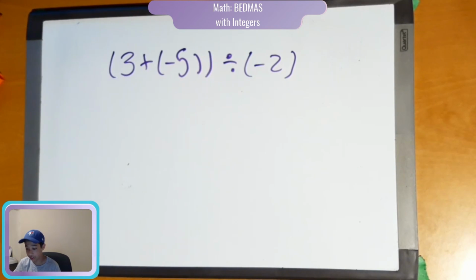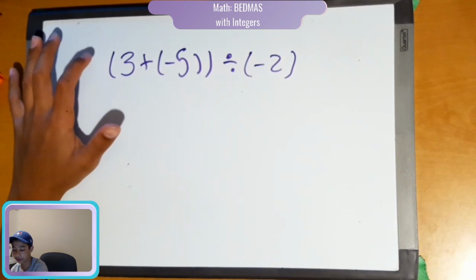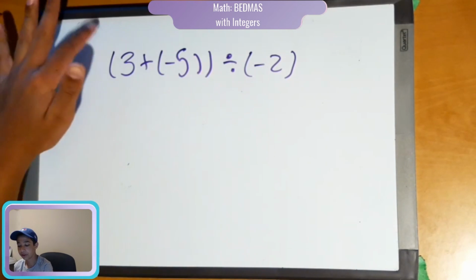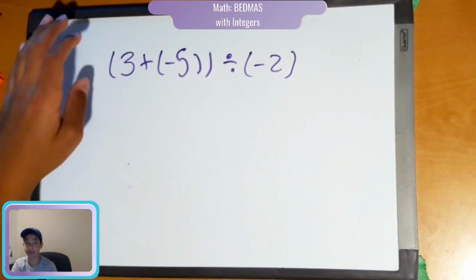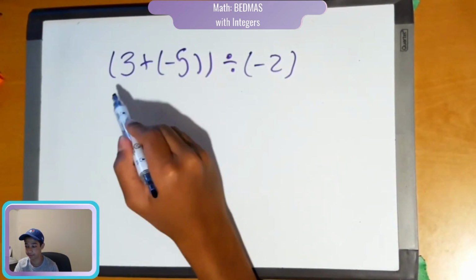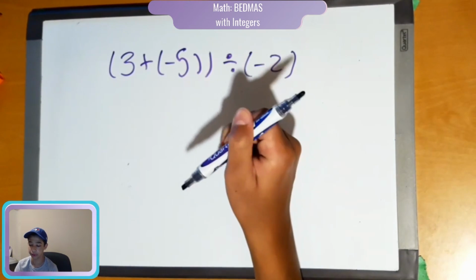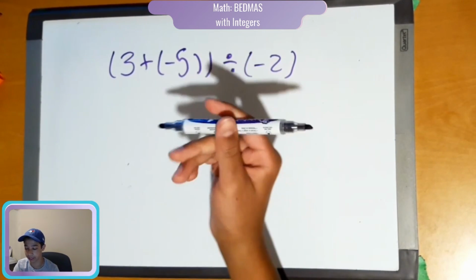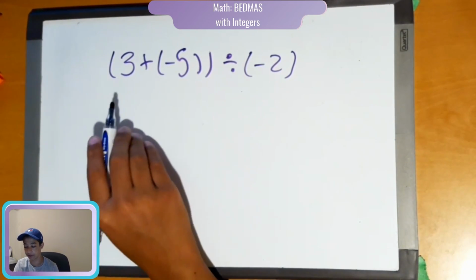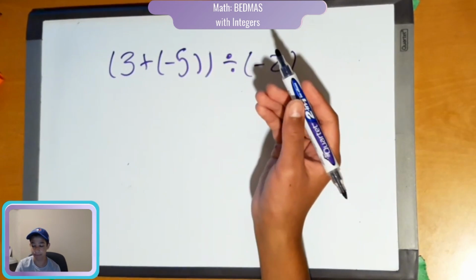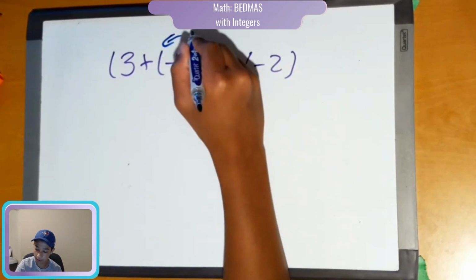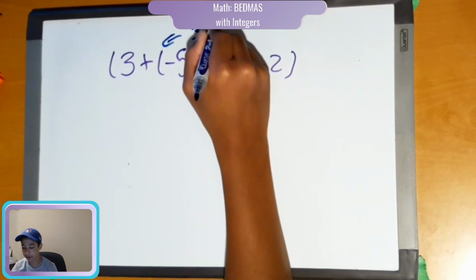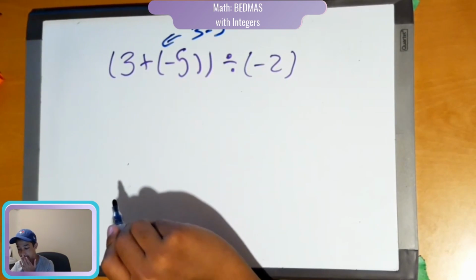Okay. So, let's take a look at this. The first thing I notice is that there are brackets, or parentheses, around these two. Which means we actually have to do this addition part first before the division. Okay? So let's do it. Basically, we're just being asked to do 3 plus negative 5, which we know is basically 3 minus 5. And 3 minus 5 is going to give us negative 2.